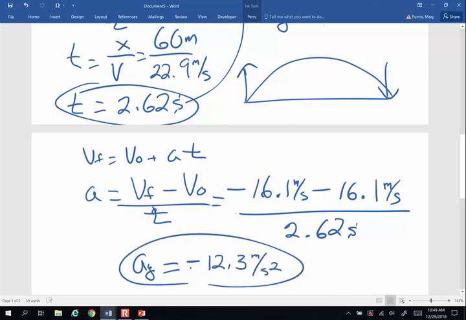What does the negative mean? Well, the negative sign tells me that gravity is pulling downward. There you go. Next time you're on Zorg, you know the acceleration of gravity.